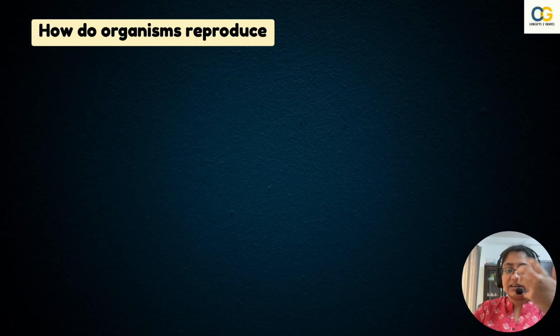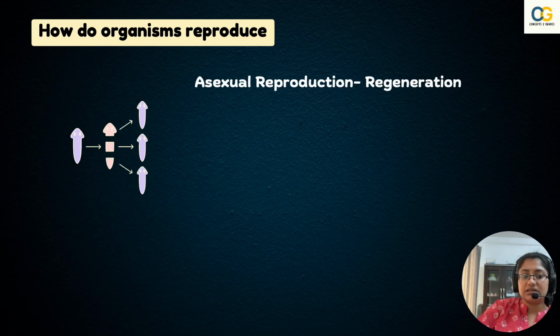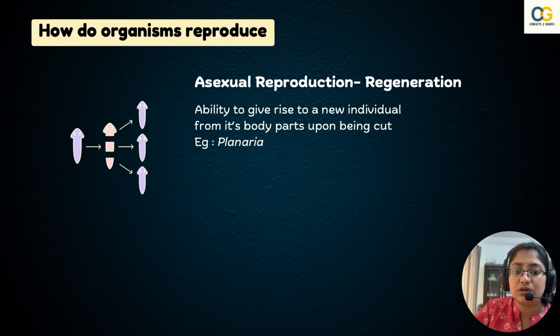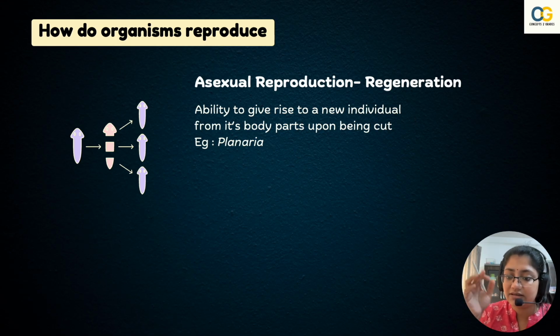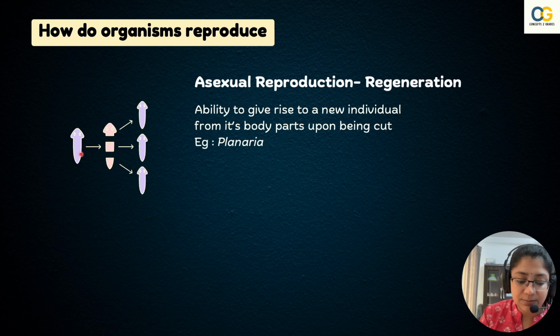Now coming to the bigger one, which is regeneration, in multicellular organisms. This is the ability to give rise to a new individual from body parts upon being cut. This occurs in planaria, and you can see even in a lizard, if you cut its tail, the body can grow back the tail again. So what happens in planaria is if you cut it in three parts, it will give rise to three different planaria.